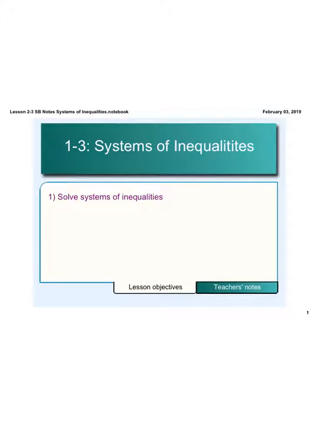So in this lesson, we are going to look at solving systems of inequalities, which is going to require shading, solid, and dotted lines.